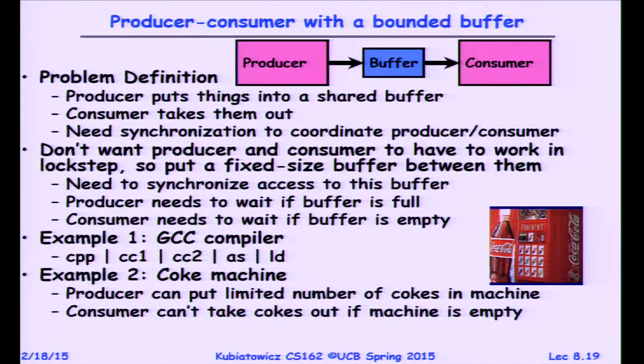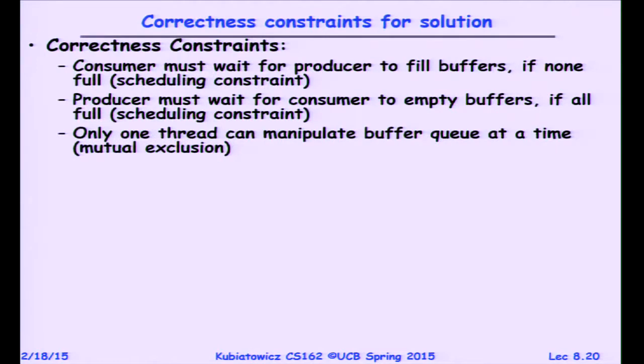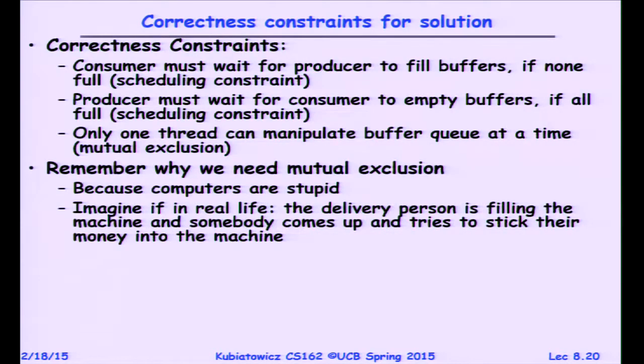The second thing here is the Coke machine example I just gave you, and I want to pull this out for a moment. Our correctness constraints for this solution are: the consumer must wait for the producer to fill buffers if there aren't any buffers that are full. The producer must wait for the consumer if the buffers are completely full, and only one thread can manipulate the buffer at a time. Okay, those are our correctness constraints. How many constraints are there? 1, 2, 3. How many semaphores are we going to use? 3. Okay.